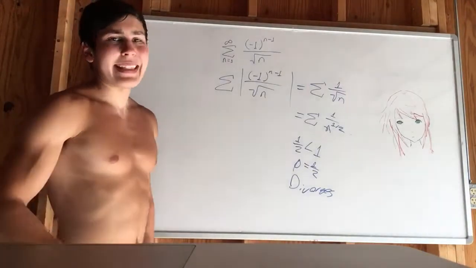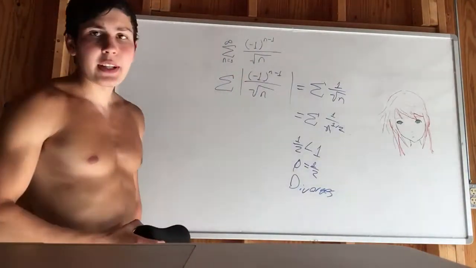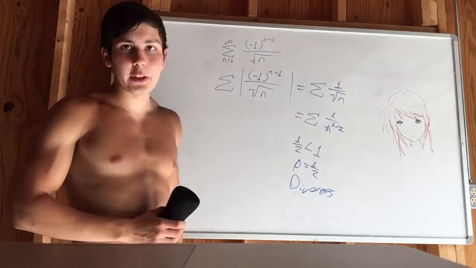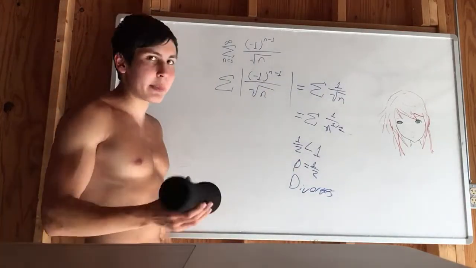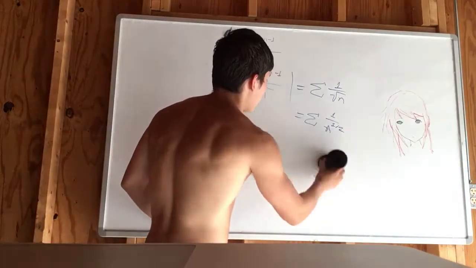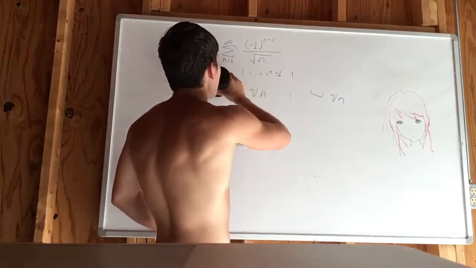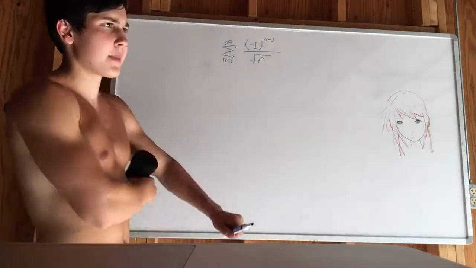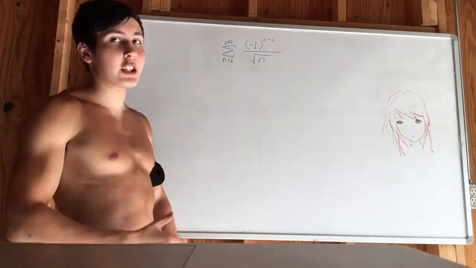That doesn't imply that the original series diverges. This implies that it is not absolutely convergent. It may still be conditionally convergent. So now we have to check with another test. So what other test could we use? What other test could we use on this to check if it's conditionally convergent, at least?